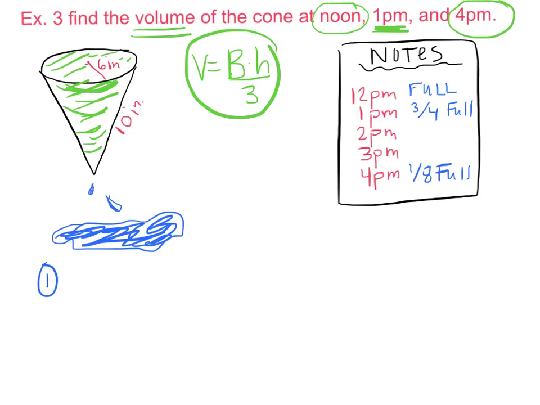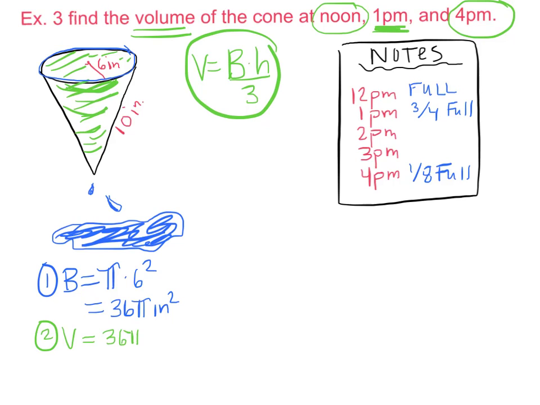Step 1. The volume of the cone starts with the area of the base. And again, my base, even though it's flipped over, is a circle. So I'm looking at pi times radius squared. That means I have 36 pi inches squared that can fit into the area of the base. My second step is to plug my values into the formula. That would be the area of the base times the height. The height is not given, divided by 3.